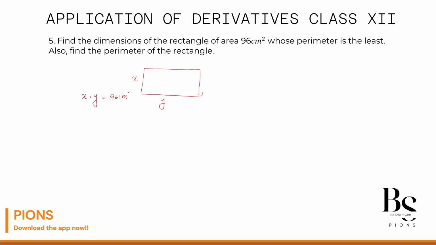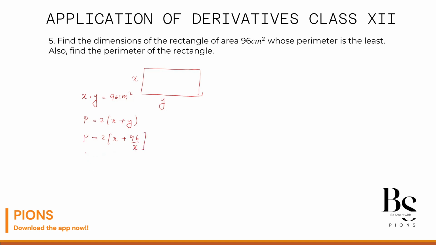Fine. This is the given quantity, for the rectangle whose perimeter is least, right? So the perimeter is least means, what is the perimeter? Perimeter is P, which equals 2 times L plus B, length plus breadth. So from the first equation, we can simply convert x into y as 96, so y we can write as 96 upon x. So 2 into x plus 96 by x, that's our perimeter P.